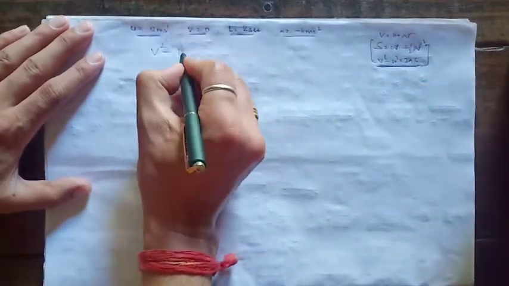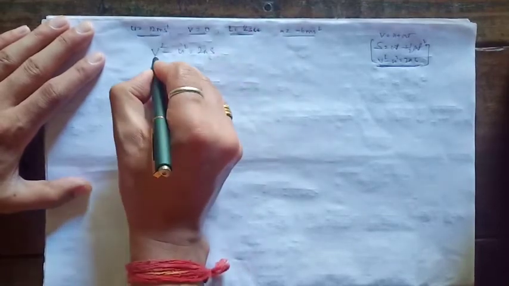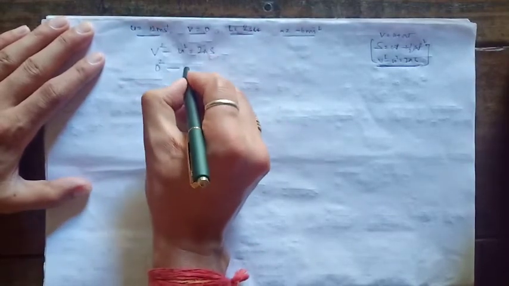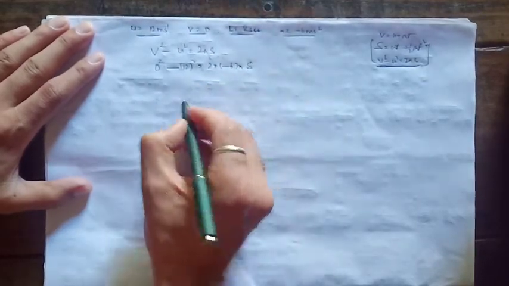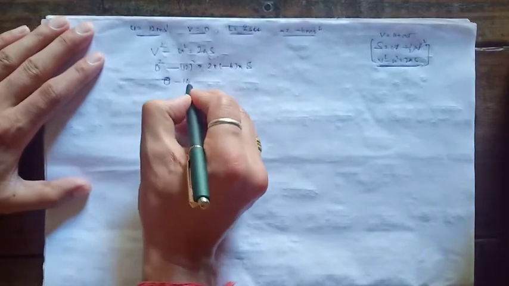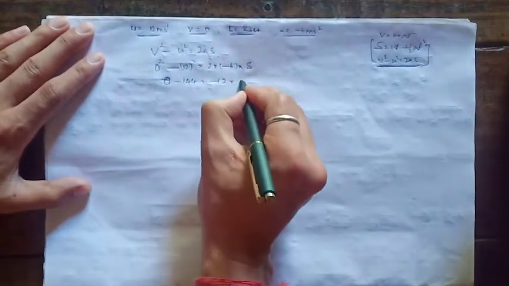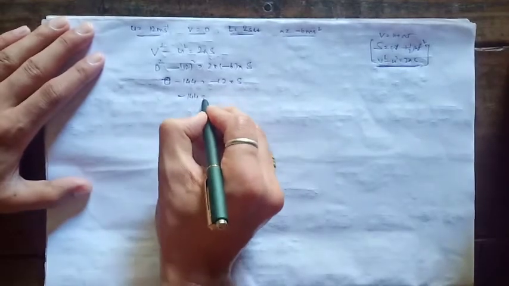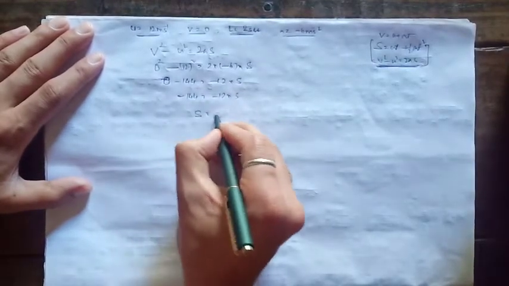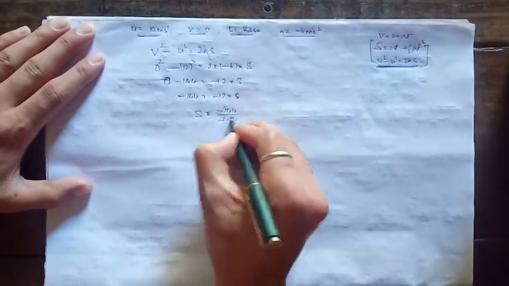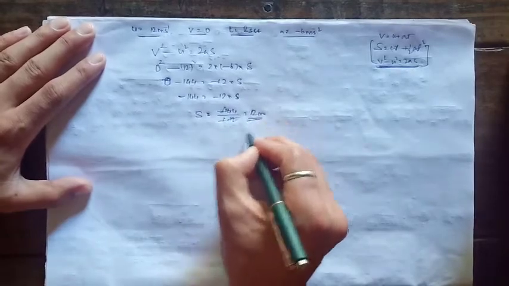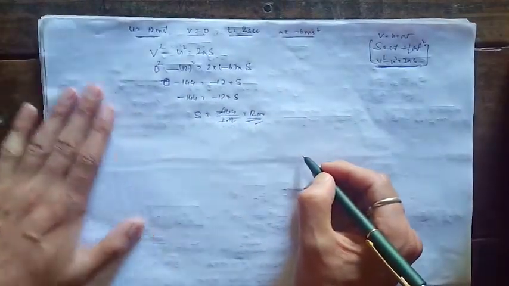So let's use this, student. The third equation. Let's use this third equation. V square minus U square is equal to twice AS. V is 0, 0 square. U is 12. 2 into acceleration, which is minus 6, and S is the distance. So it's 0 minus 144 is equal to minus 12 into S. So minus 144 is equal to minus 12 into S. So S, it's a distance. Minus 144 divided by minus 12. If you cancel this, you'll get 12 meter. So this is the distance covered by the car.